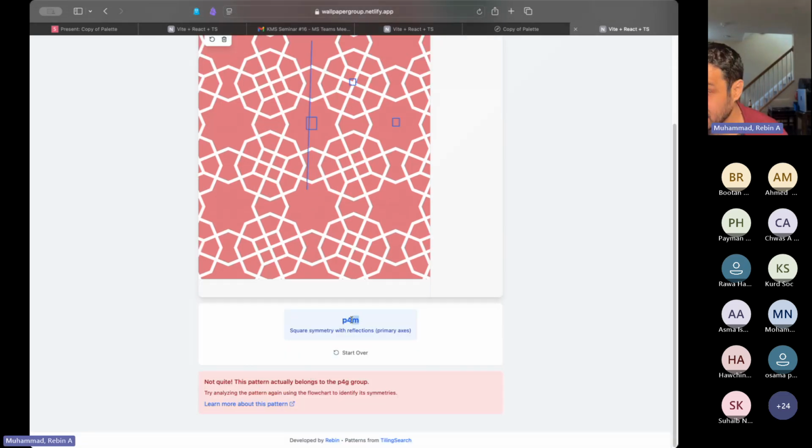Let's say I say that it's P4M, but sadly it's not P4M. It's P4G. So it looks like the last question I was wrong. And then after that, you can click on it. You'll learn about this pattern more.